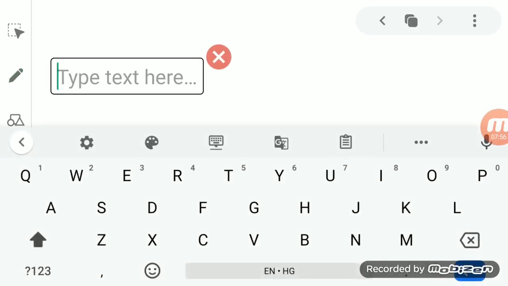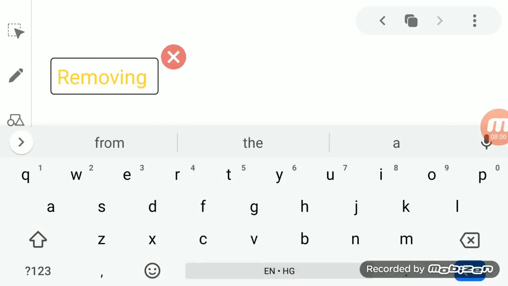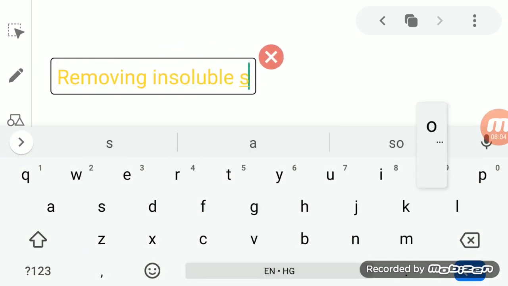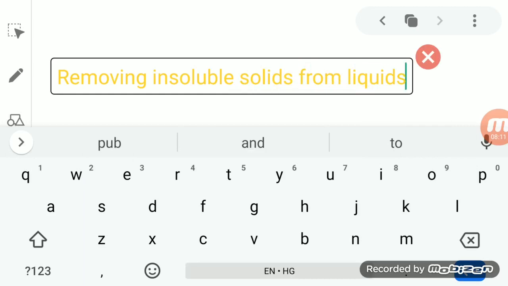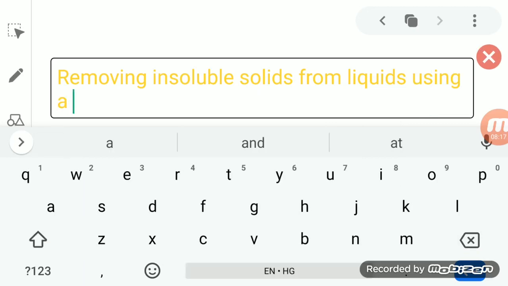The process of removing insoluble solids from liquids using a filter paper.